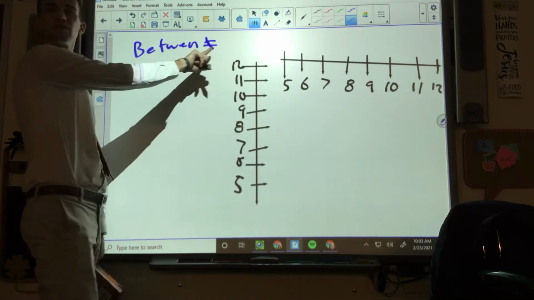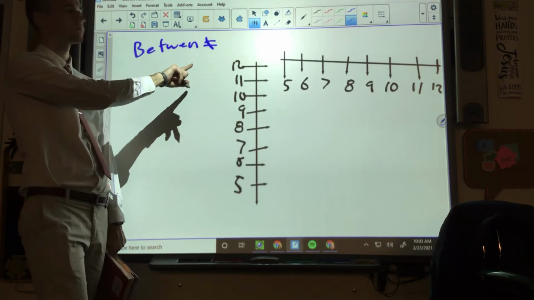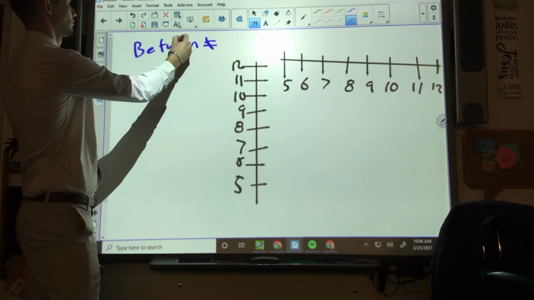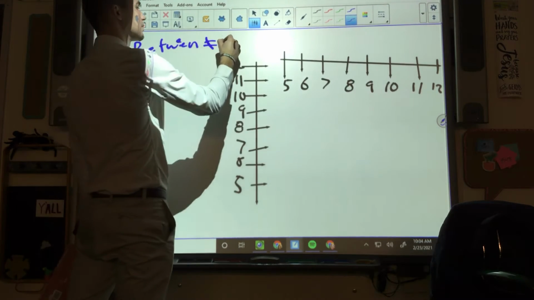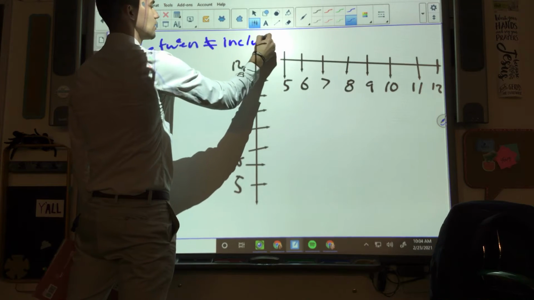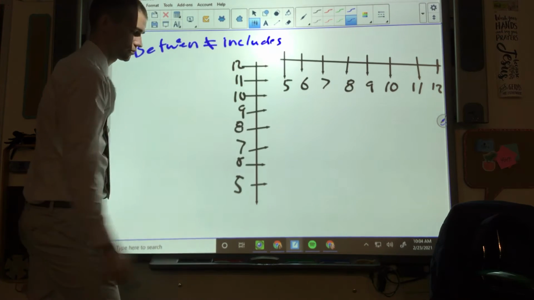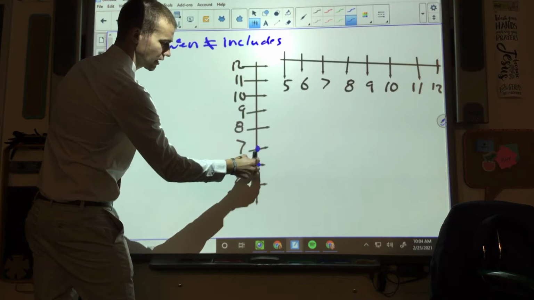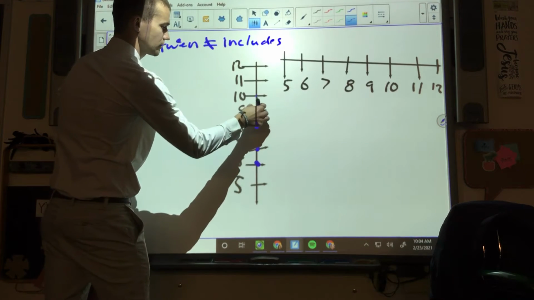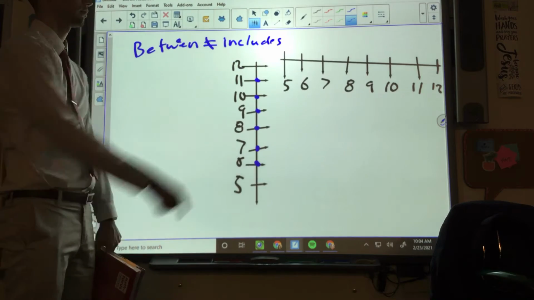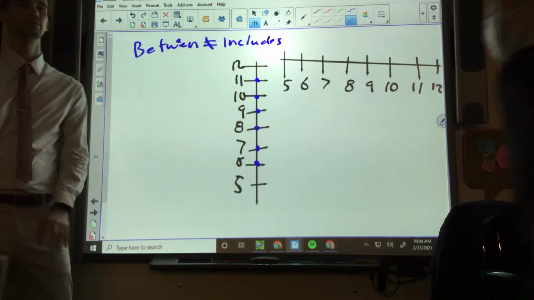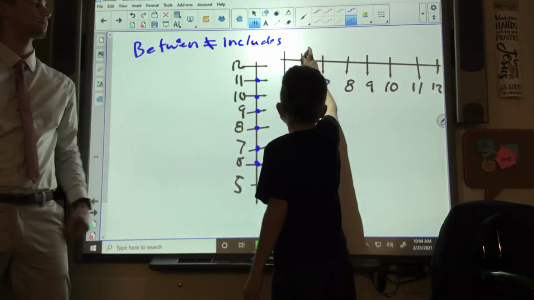Between does not mean includes. So, 6, 7, 8, 9, 10, 11. Do that for 5 through 12. You just earned yourself a V-Buck.